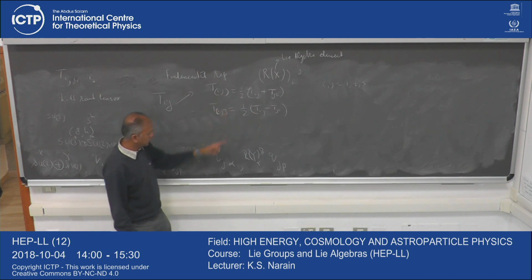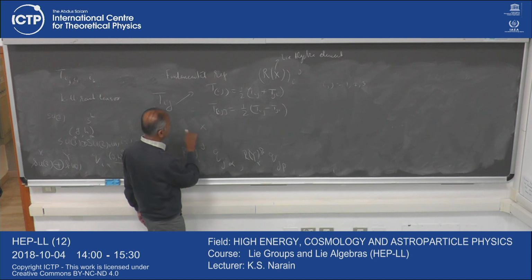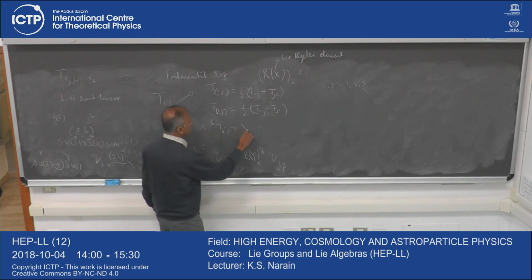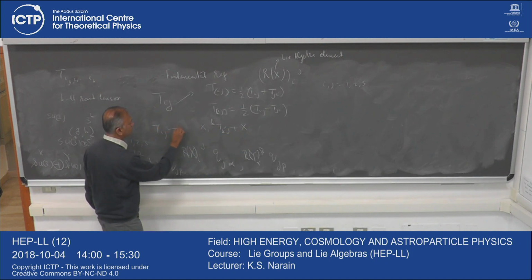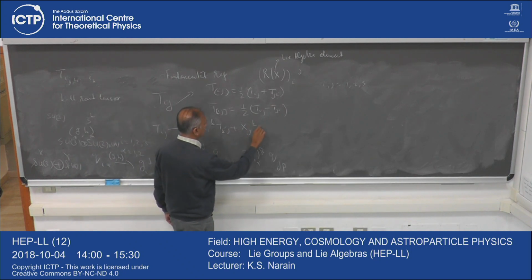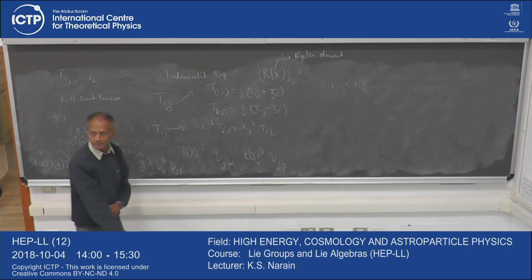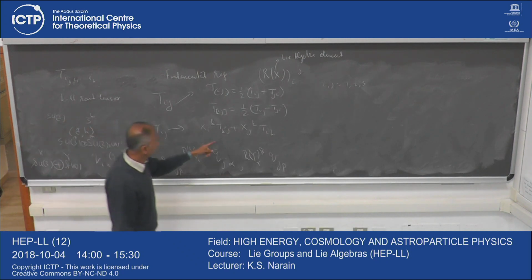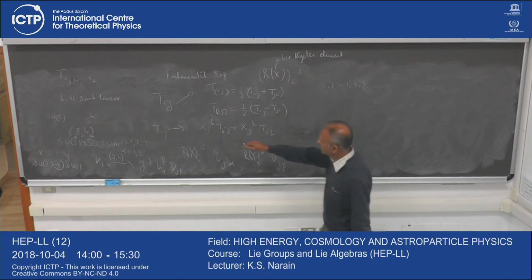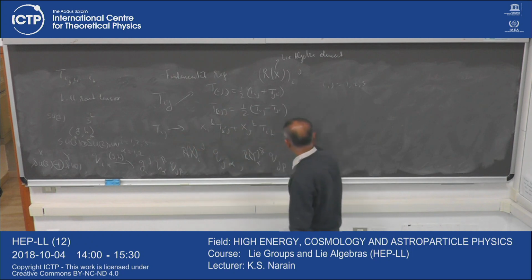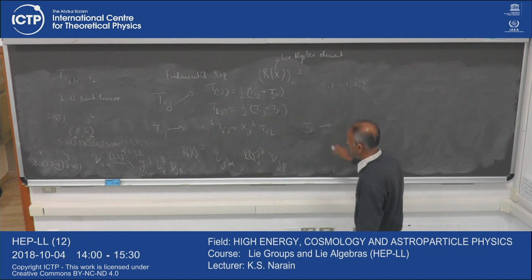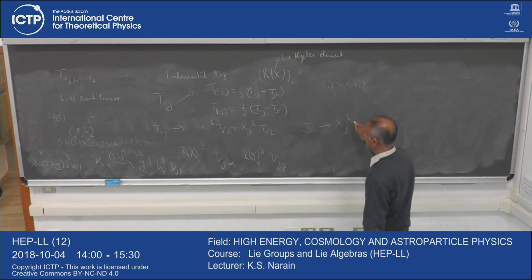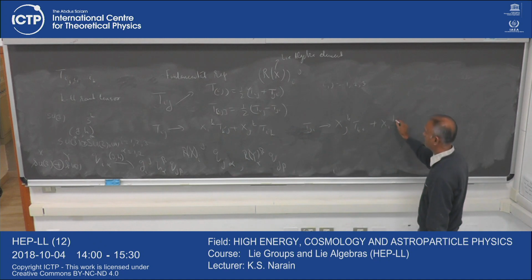When we applied this, if I look at the action of x on this T_ij, how will it act? T_ij will go to x_ik T_kj plus x_jk T_ik. Just to repeat, because I think that was done a few days back, maybe last week, so you might have forgotten. Now similarly let's do it for T_ji. It will go to, just exchange i and j, so you get x_jk T_ki plus x_ik T_jk.